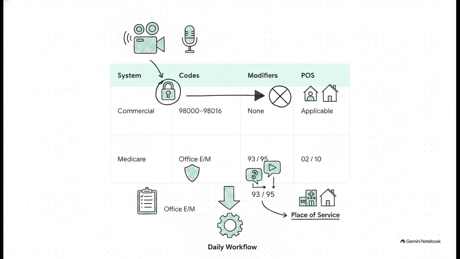For Medicare, because they designate those new CPTs as status I, you have to rely on the standard Office EM codes, which means strict compliance with your modifiers, 93 for audio-only and 95 for audio-video. On top of that, Medicare requires precise place of service codes, POS 02 if the patient is not at home, and POS 10 if they are. Embed this exact logic into your daily workflow, and I promise you will navigate 2025 with total confidence.